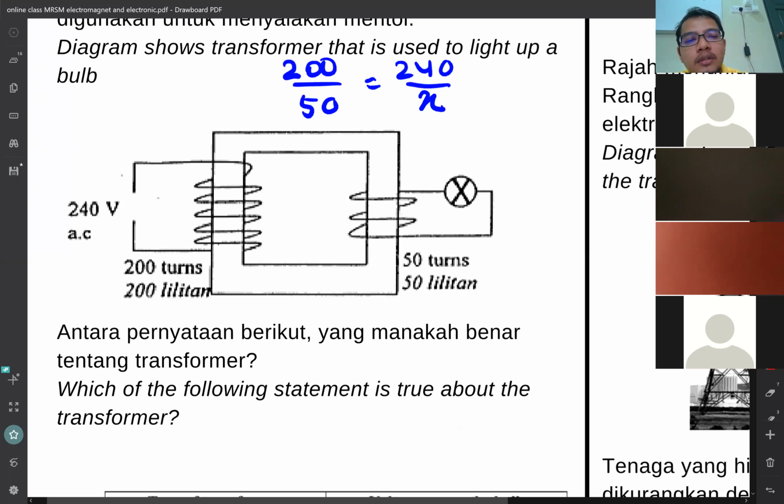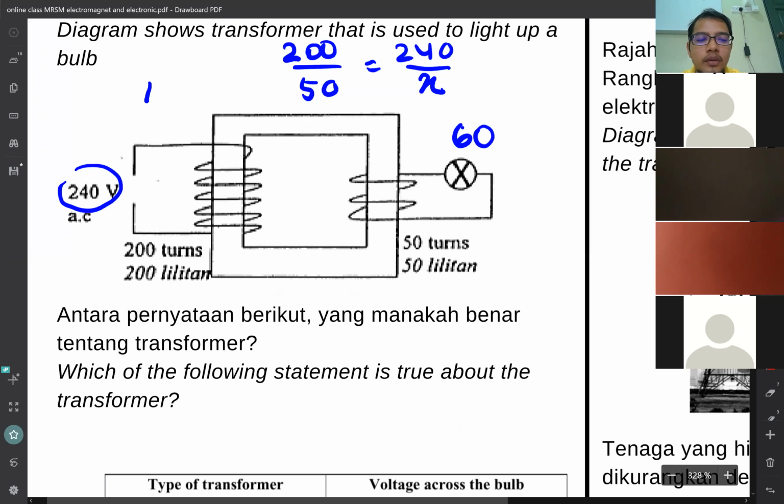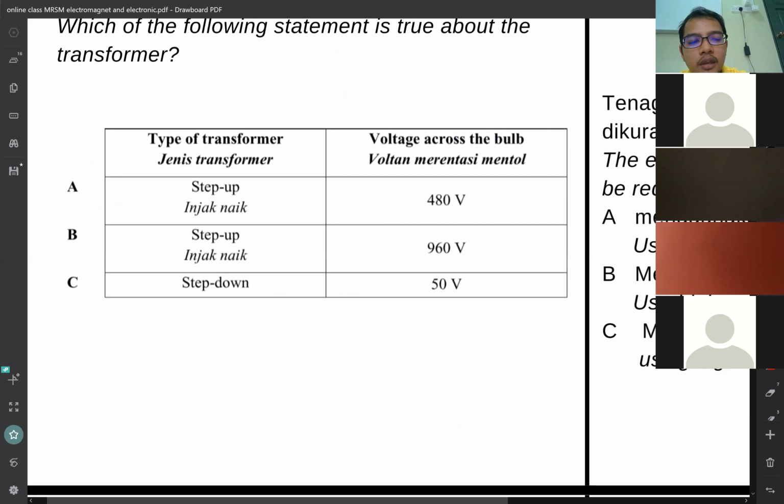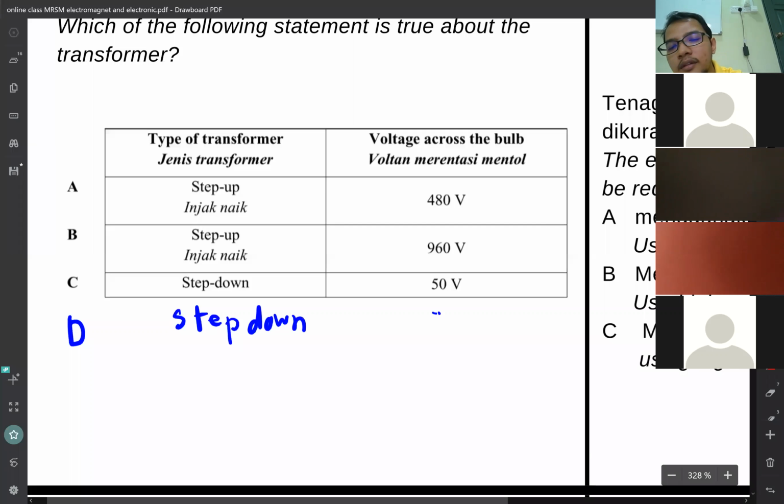So if this one is 240, there will be a 60. Okay, 60 volt. Okay, good. So the answer is, oh no, D. So the answer is basically D. Step down and 60 volt. That's the answer.